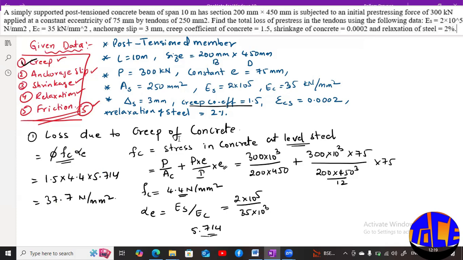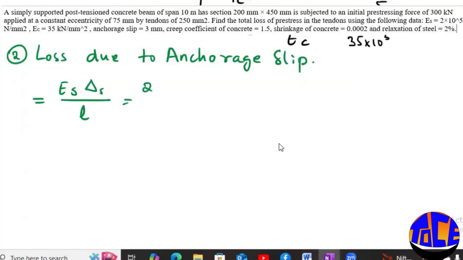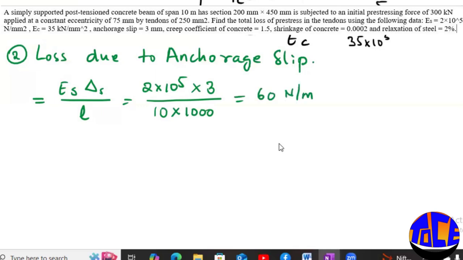Now let us find the second loss, that is the loss due to anchorage slip. This is the Young's modulus of steel, that is 2 into 10 to the power of 5, and delta s is the anchorage slip, that is 3 mm as given in the question, and L is the span of the member, that is 10 meters, and we need to convert this into mm, so multiply by 1000. So it will be 60 Newton per mm square. So this is the loss due to anchorage slip.